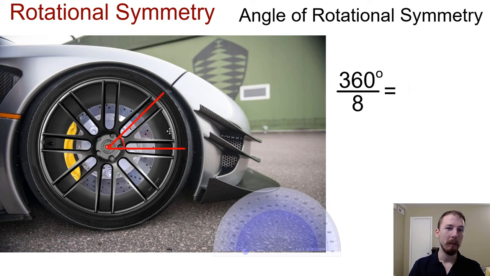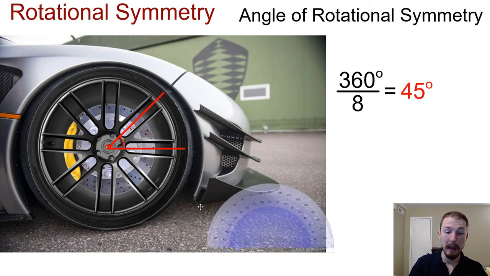and snowflakes, but I like to show a masculine example as well, which are the spokes from these rims. It has 8 sides, so it's really like a regular octagon. So we can do 360 degrees divided by 8, which is going to leave us with 45 degrees. So we have an angle of rotational symmetry of 45 degrees.